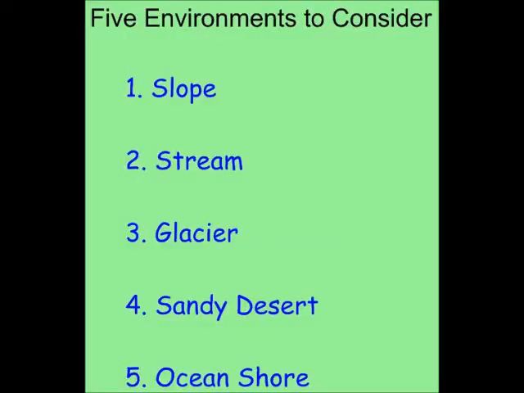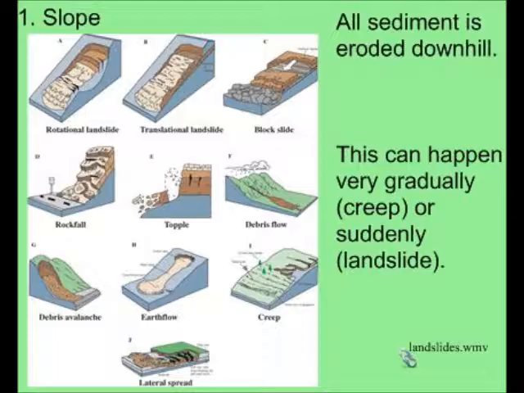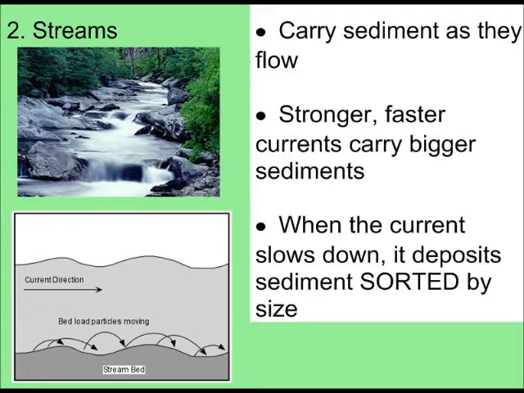We're going to consider 5 environments: a slope environment, a stream environment, a glacial environment, a sandy desert environment, and an ocean shore environment. The basic rule for slope is that all sediment is eroded downhill. This can happen very gradually, and it's known as creep, or very suddenly, as in a landslide. Streams carry sediment as they flow.